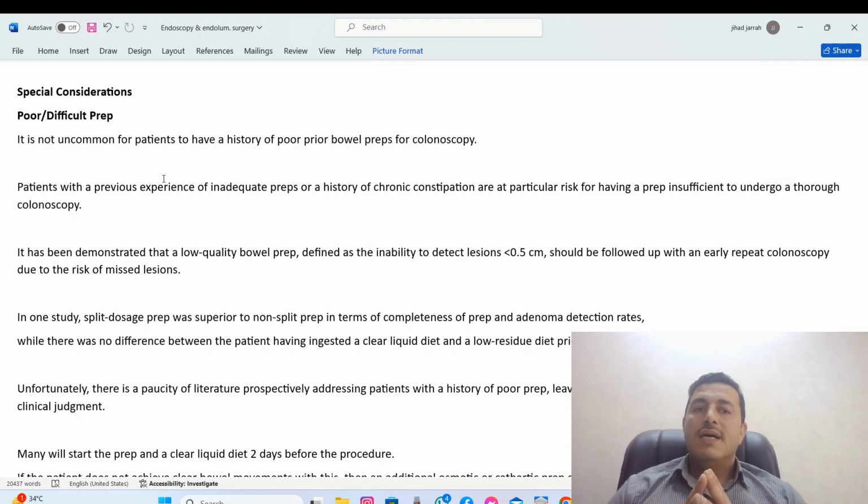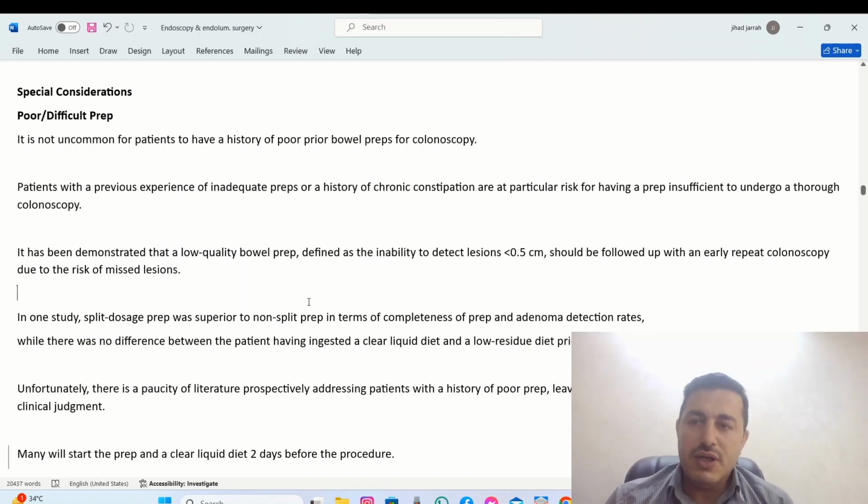Let's talk about some special considerations: the poor or difficult bowel preparation, what we should do. We are going not only to discuss poor, difficult preparation, but also how to deal with patients on anticoagulation. Do we need antibiotic or routine antibiotic? How to deal with sedation? So we will review these topics rapidly.